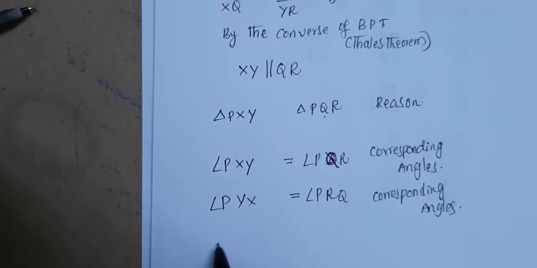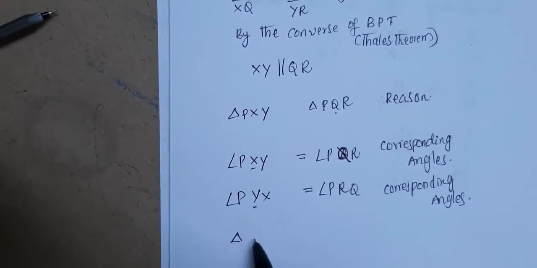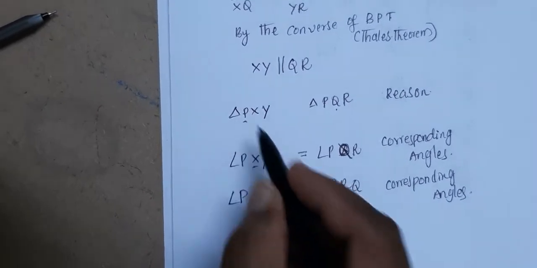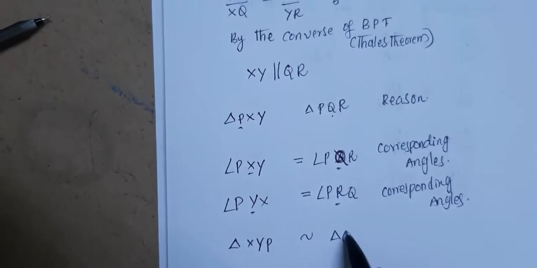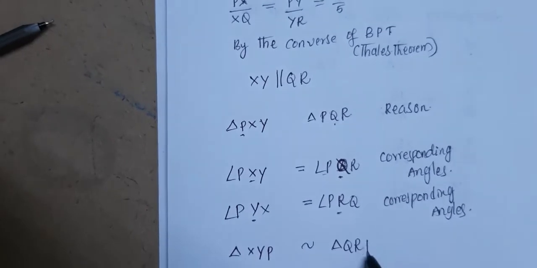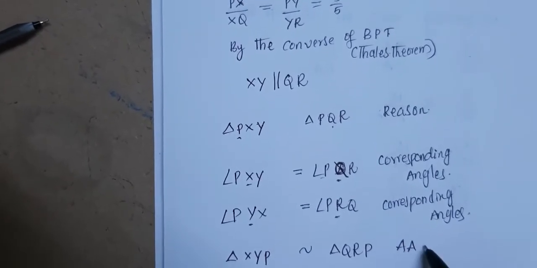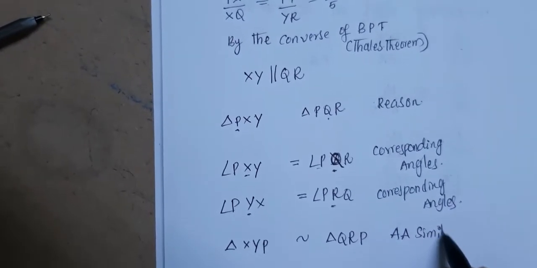Then the triangle XY, remaining is P, is similar to triangle QR, remaining is P. Angle similarity.